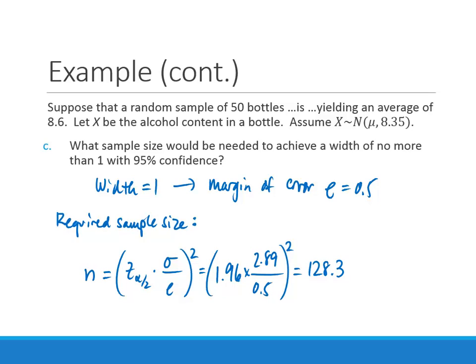So I don't know if you can find 0.3 of a person out or 0.3 of a sample out there. So we need to round up here. We round up and use n equals 129. And so you always want to round up. So if I wanted my margin of error to be 0.5, then I would need to have taken 129 samples instead of just 50. So with the sample size you can control how big your margin of error is.